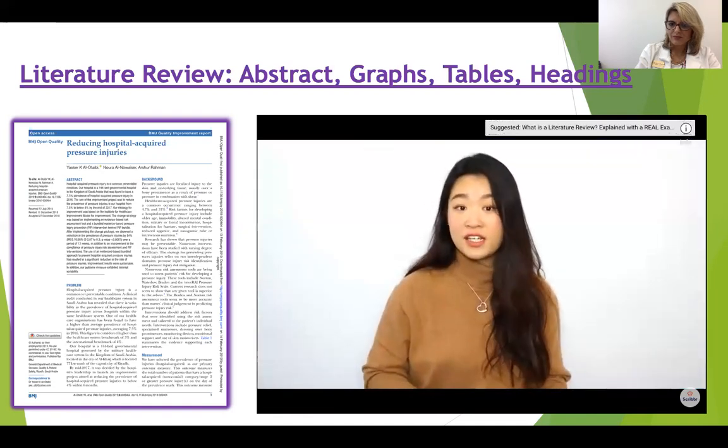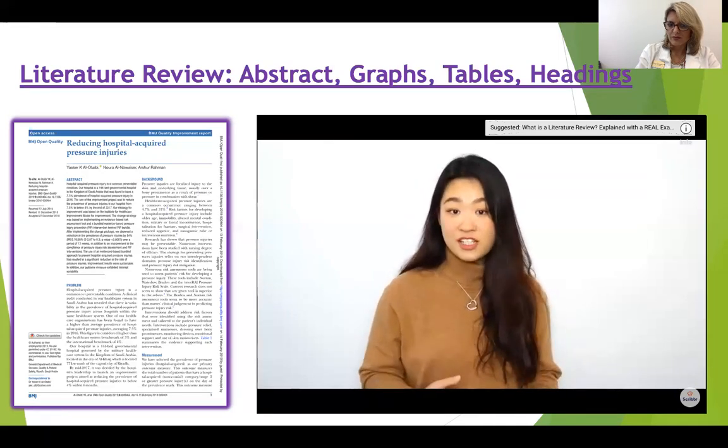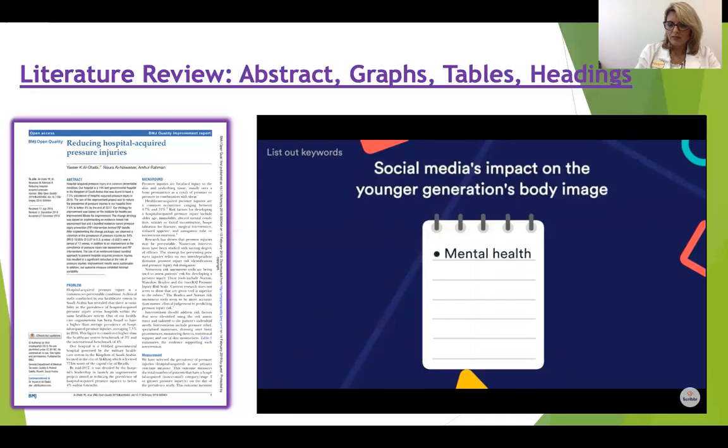Okay, so obviously you're searching for literature related to your topic. Start with creating a list of keywords on your topic. For example, our topic is social media's impact on the younger generation's body image. So our list of keywords could be mental health, body image, teenager, social media, Facebook, Instagram.